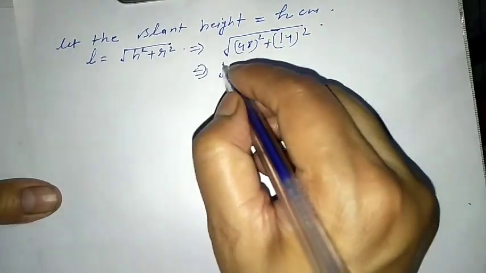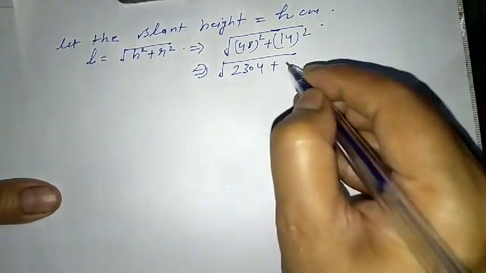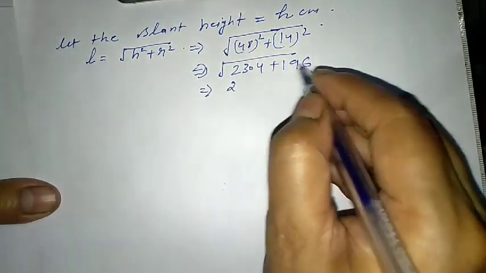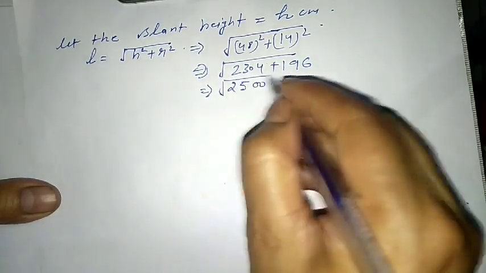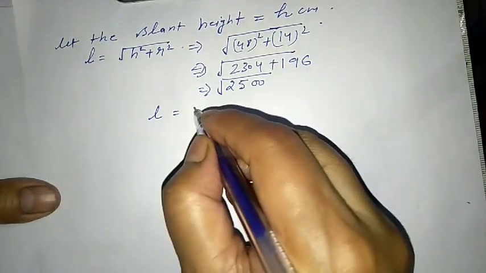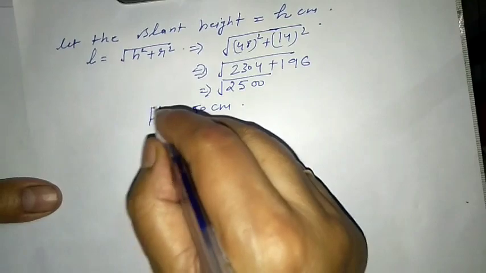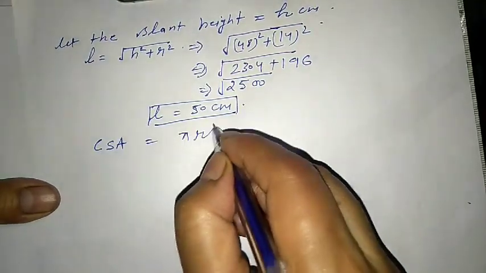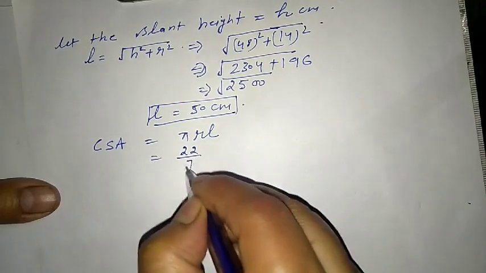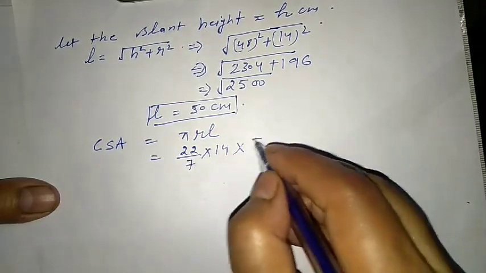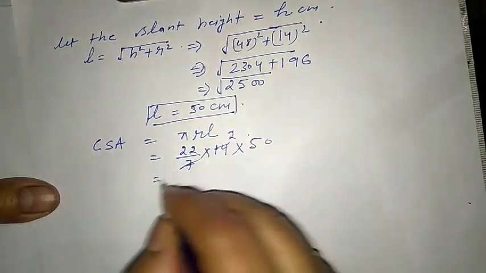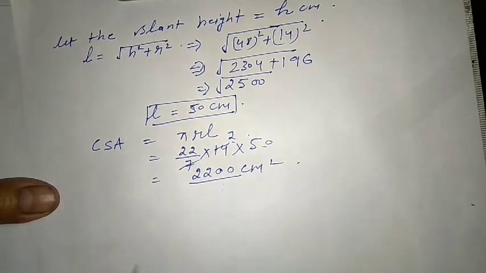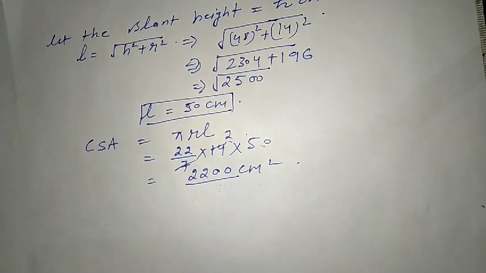48 square is 2304 plus 196, that is equal to 2500. So L is equal to 50 centimeters. Now we have to find the CSA, which is equal to pi r l: 22 upon 7, r is 14, l is 50. 7 twos are 14, this is 100, so 2200 centimeter square. So this is the second part.